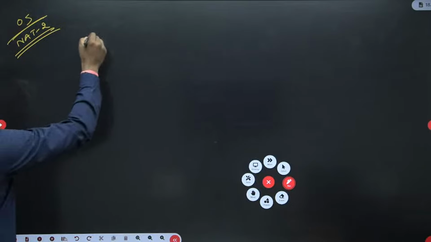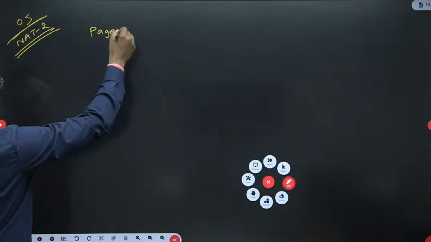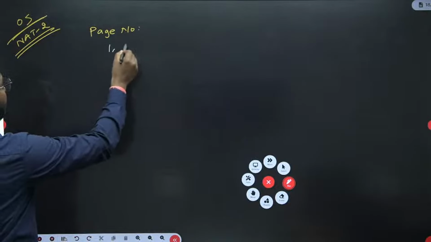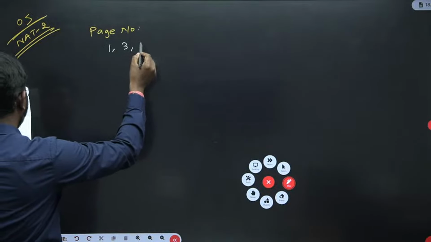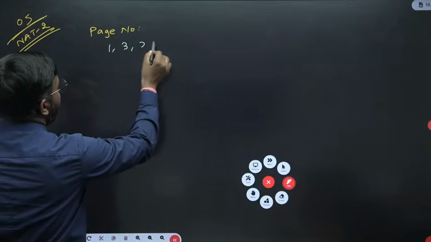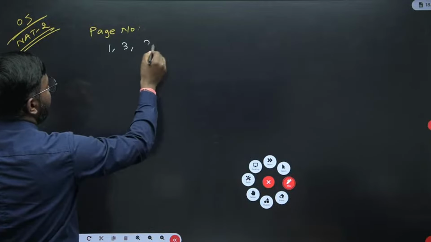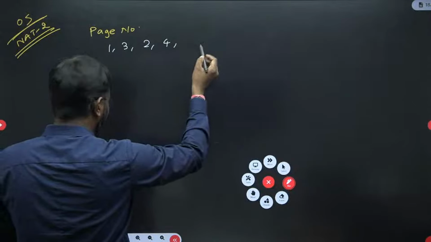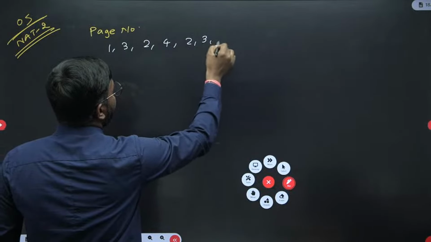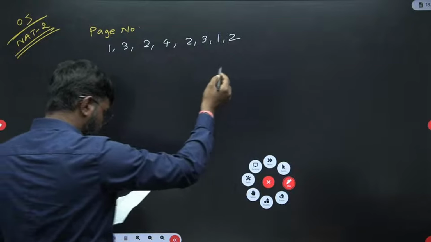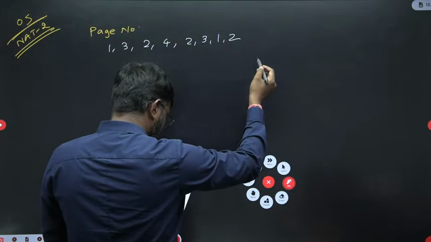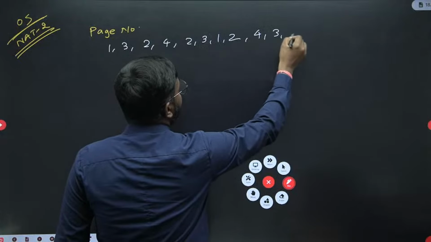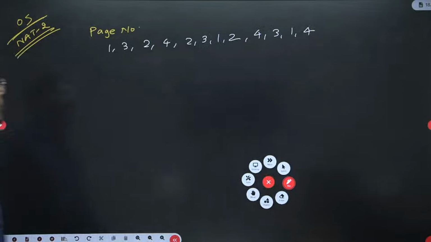Here the page numbers are given in the demand paging. The page numbers were 1, 3, 2, 4, 1, 3, 2, 4, 2, 3, 1, 2, 2, 3, 1, 2, 4, 3, 1, 4. Getting my point? This was the page reference string.